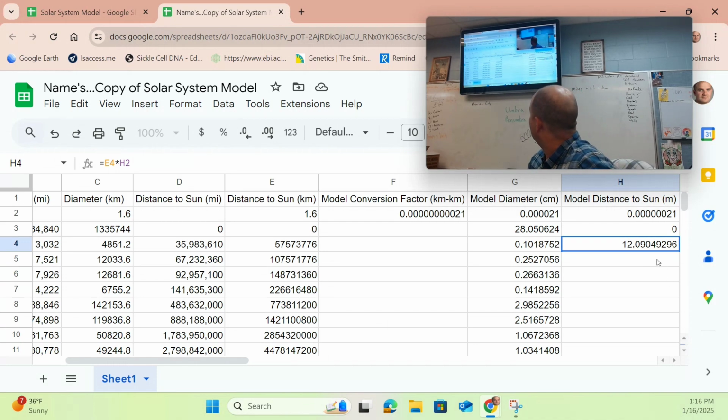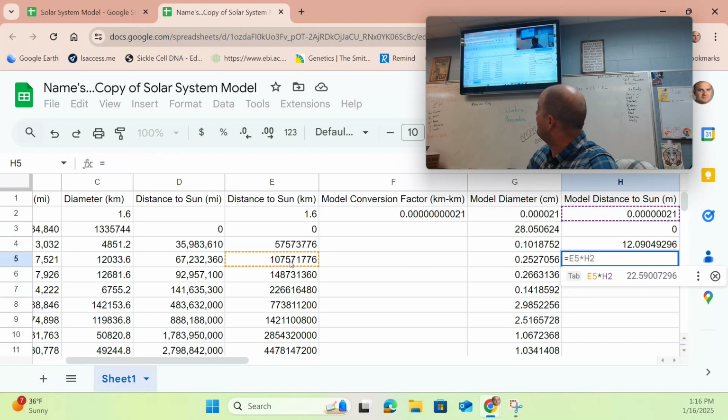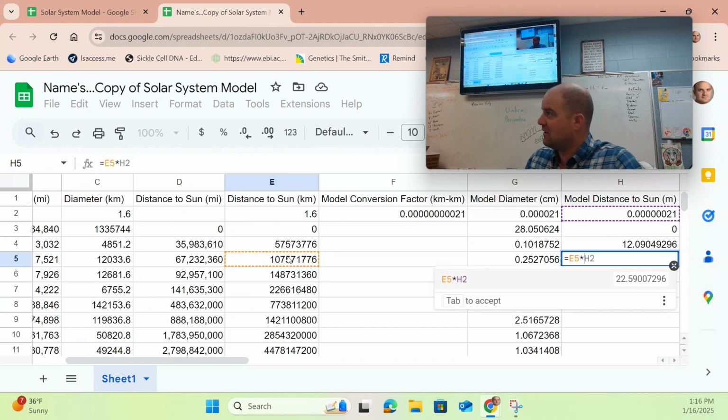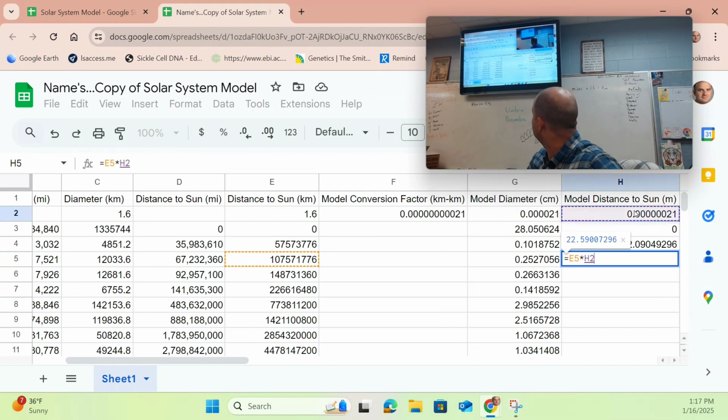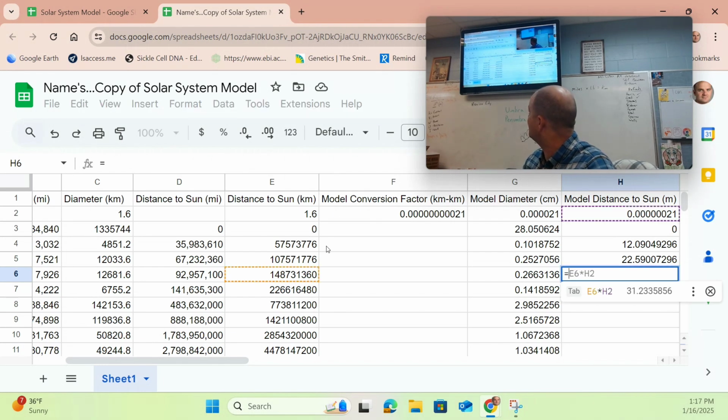All right, so now I should be able to go to the next one, which would be Venus, right? Hit equals. I want to go to Venus's actual distance from the sun in kilometers, which is right there, times our fancy conversion factor, and it will get me the right number. Once you're sure that you've got the formula, the next one should be automated. You're just going to double check that it's highlighting the correct boxes.